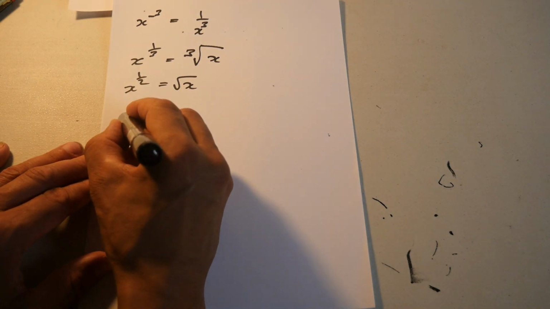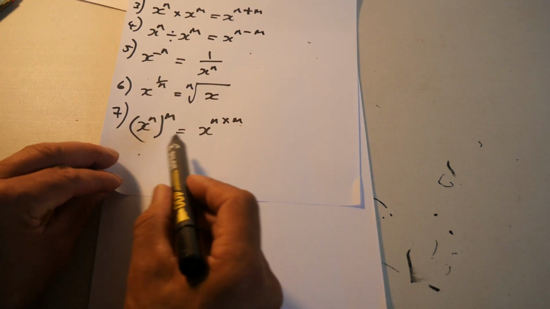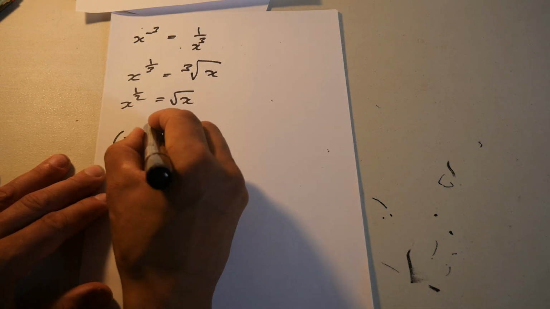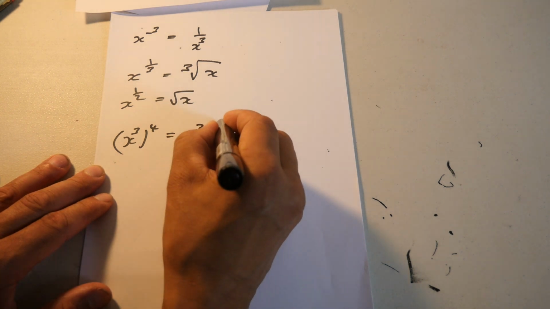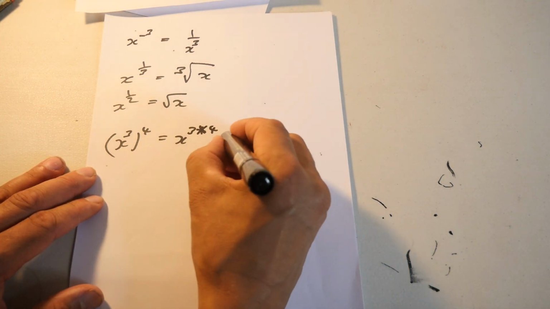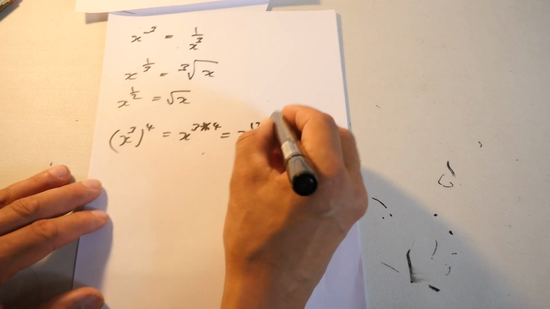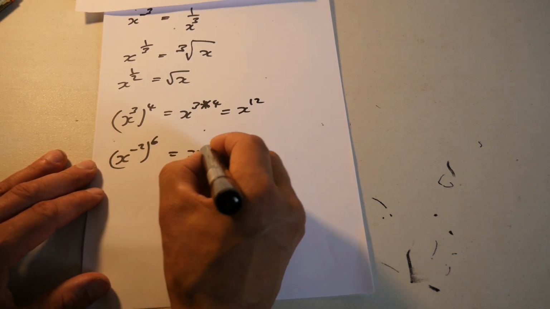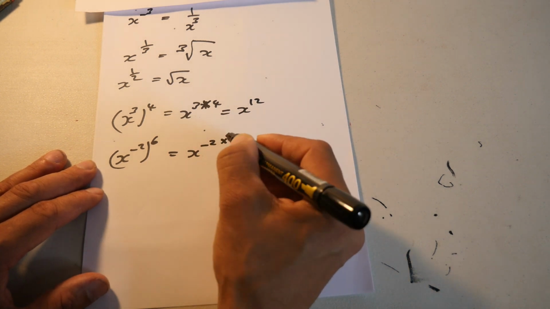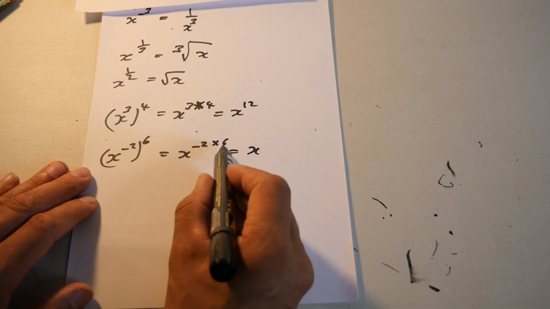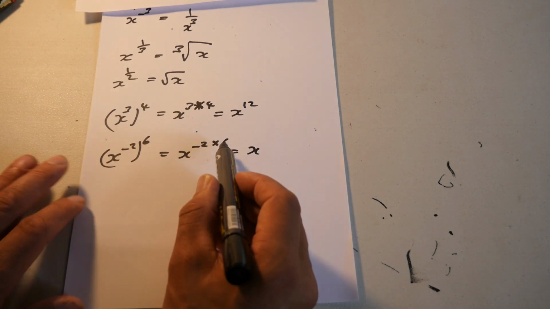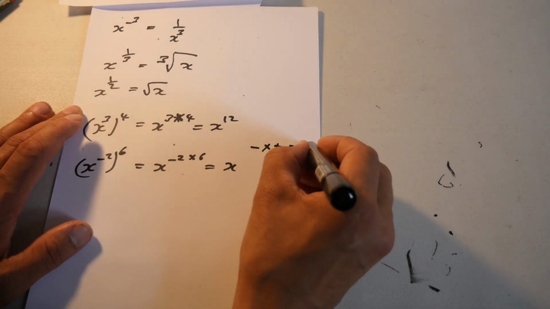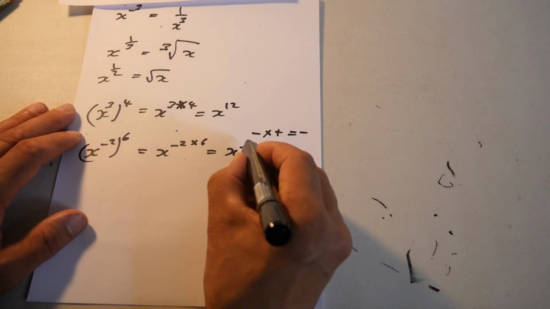And the last example, this is using this formula. So x to the 3 to the 4. That should be times, not add. 3 times 4 is 12, okay? Where x to the minus 2 to the power of 6 equals x to the minus 2 times 6, which equals x to the... 2 times 6 is 12, but it's minus 2 times plus 6, as I mentioned before. So minus times plus equals minus, okay? So that gives you minus 12, okay?